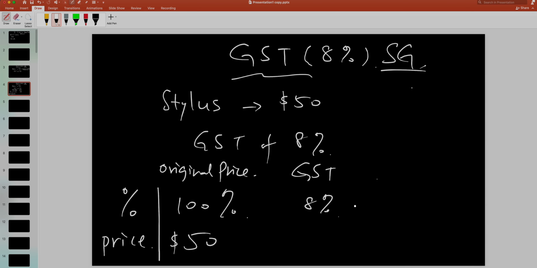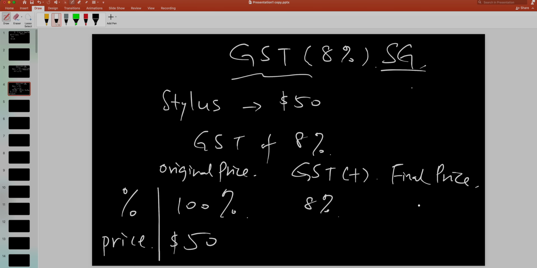So now the question you ask yourself is, the GST actually will add to the 100% or it will subtract from the 100%? Add. So you write down, this 8% actually will be added. So GST will be added. So if you have GST 8%, original price is 100%. So what's the final price?